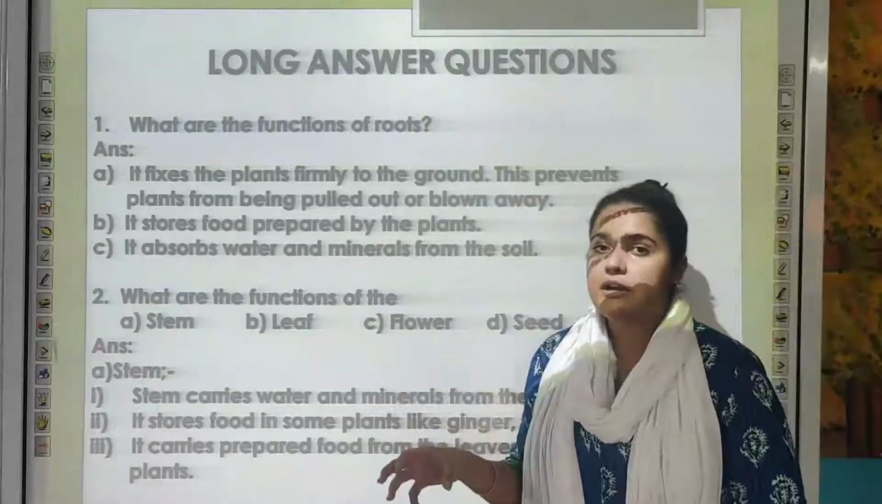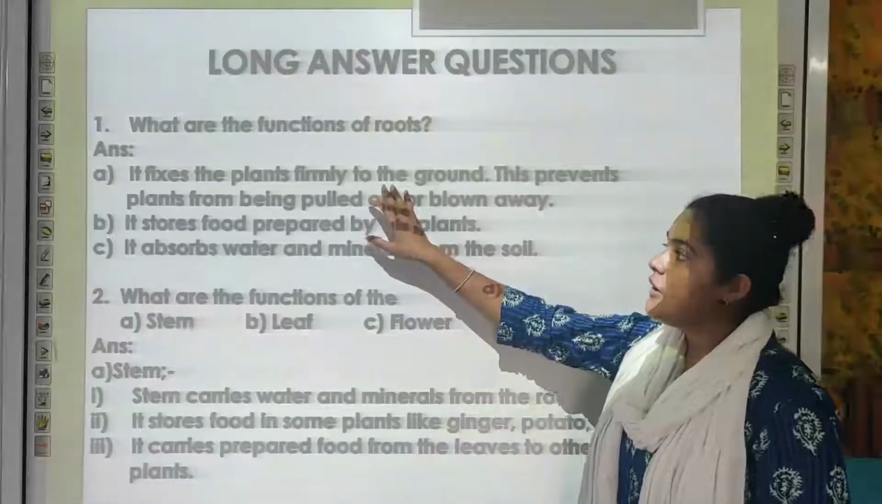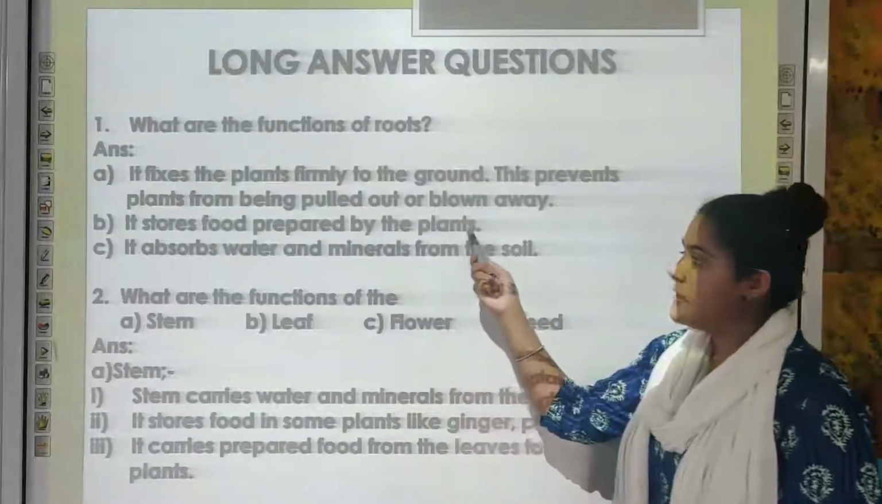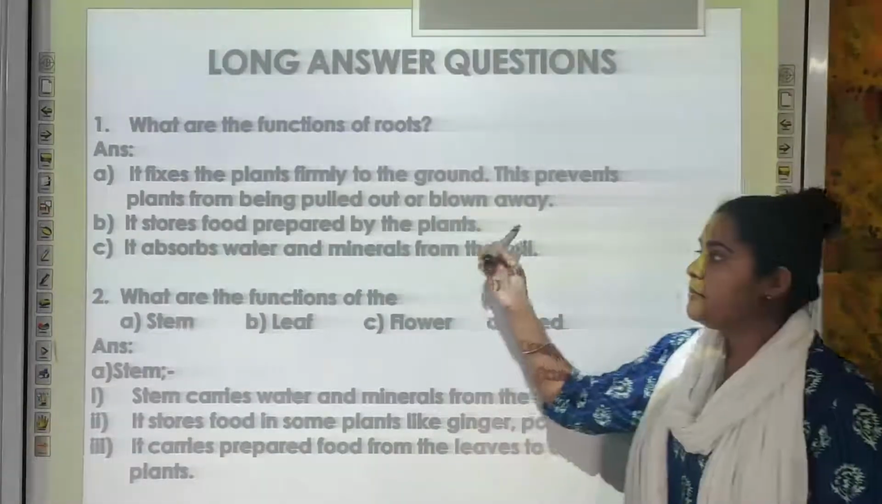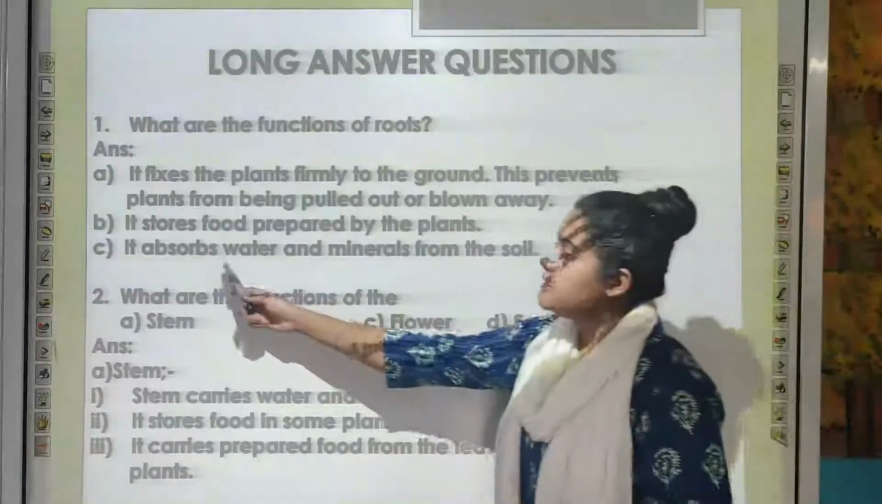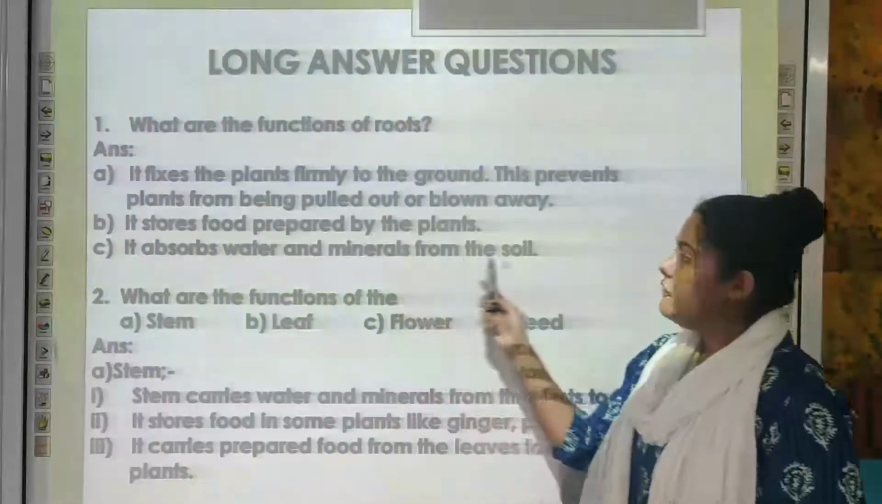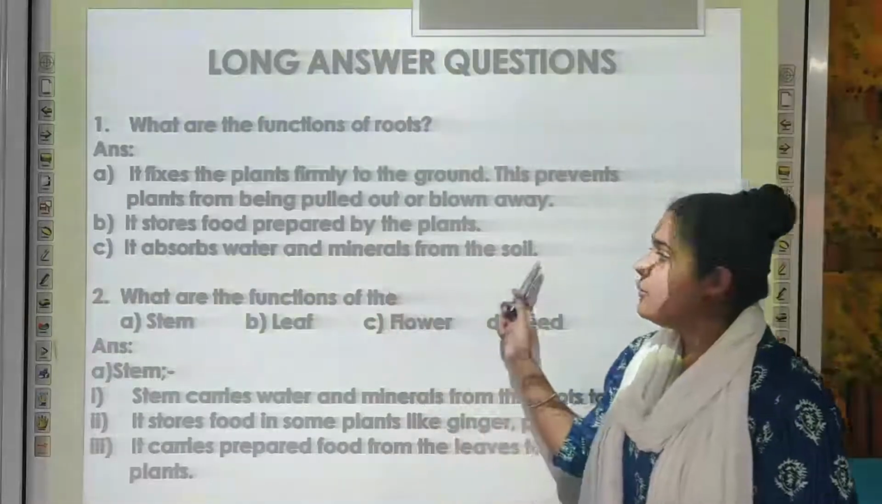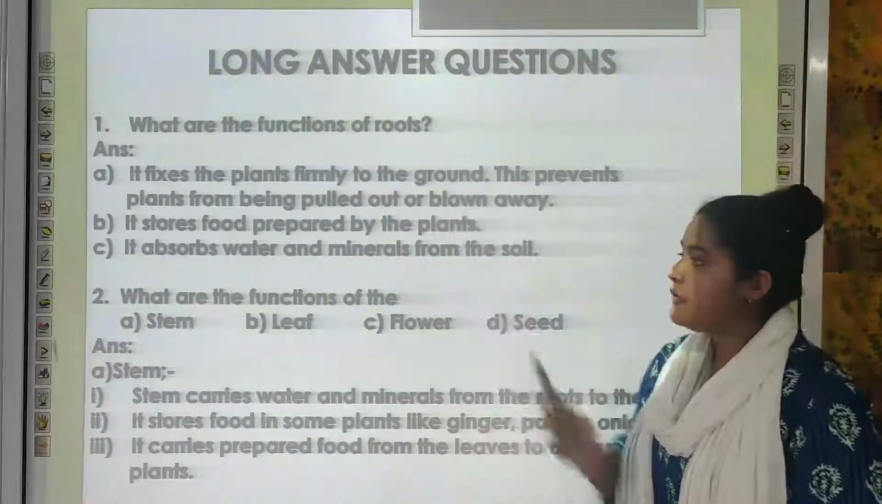So which is the main part of the plant which is going to fix it to the ground? That is its root part. Next is it stores the food which is prepared by the plant, and we eat certain root parts of the plant. Next is it absorbs water and minerals from the soil. This is the most important function. The water and the minerals are absorbed from the soil with the help of the root.